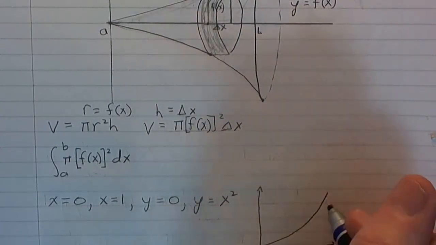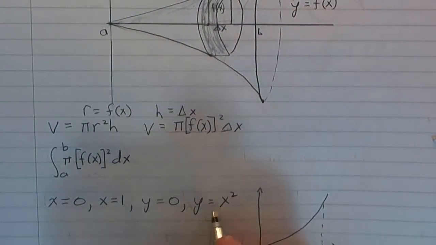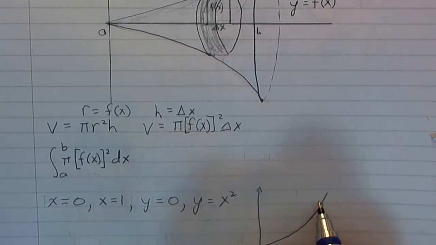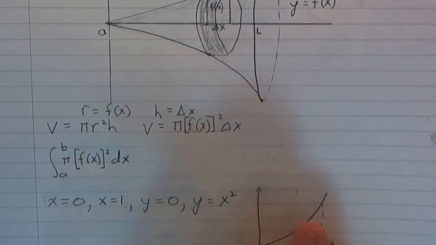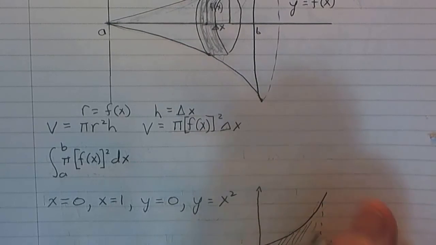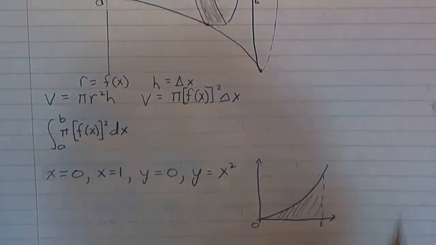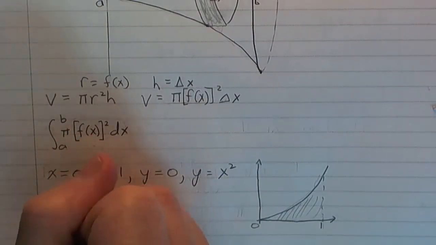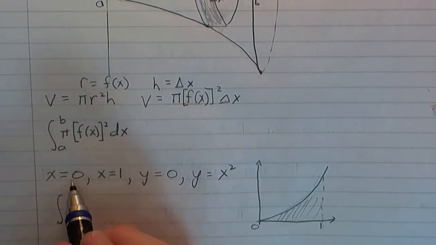So here's my curve, f of x, y equals x squared right there. y equals 0, that's here. Here's y equals x squared, and we're going from 0 to 1. So I'm going to take this region right here and revolve it around the x-axis. So let's see how I would set that up. I've got an integral from 0 to 1.